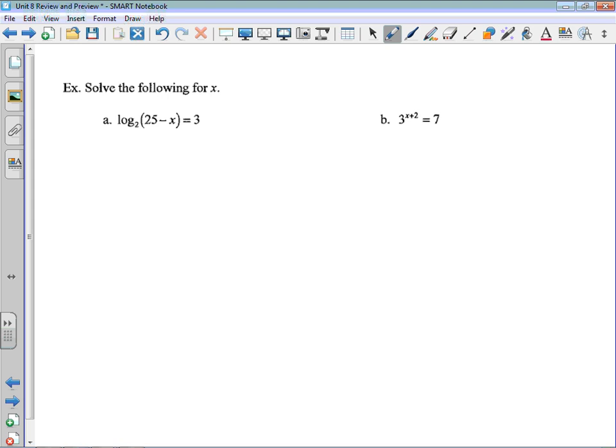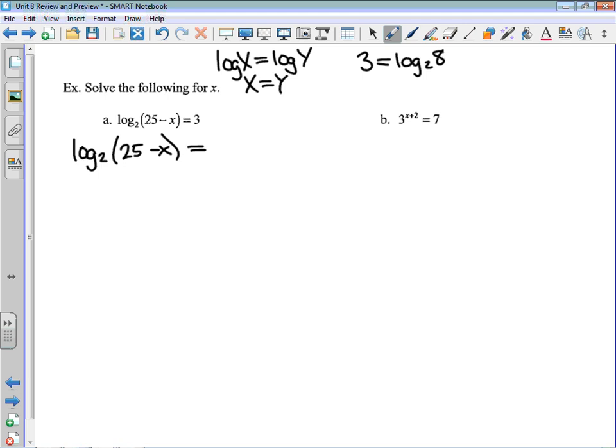For part A, I can't really do anything with it as is. Now, there's a couple different ways of doing this. I'm going to write above that if I had the log of x equal to the log of y, the only way that's true is if x is equal to y. Now, there is no logarithm on the right-hand side, but I could write the whole number 3 as log base 2 of 8. I want to show you what that allows me to do: I could say that log base 2 of 25 minus x equals, and I could write the whole number 3 as log base 2 of 8, because log base 2 of 8 is 3.